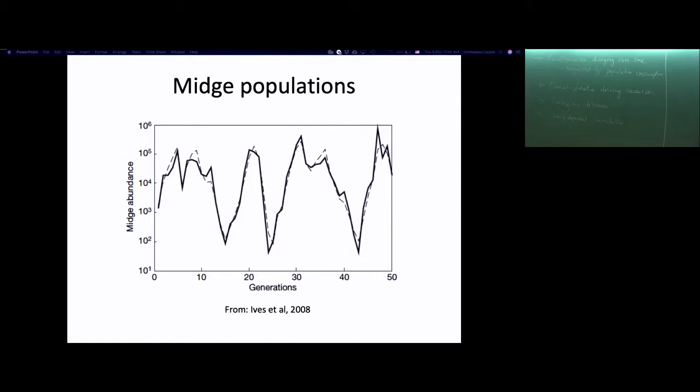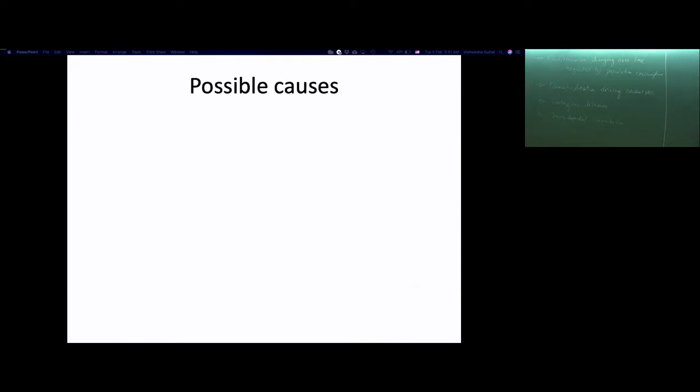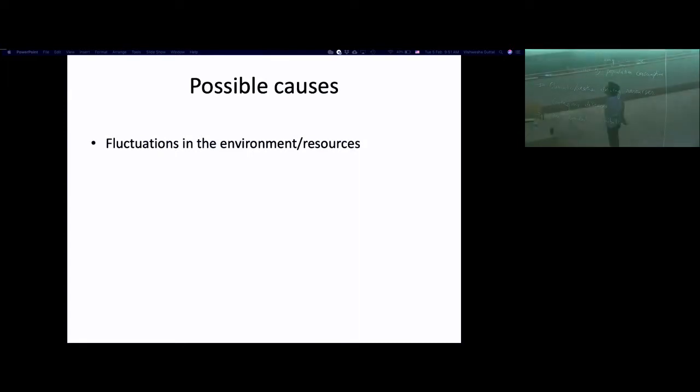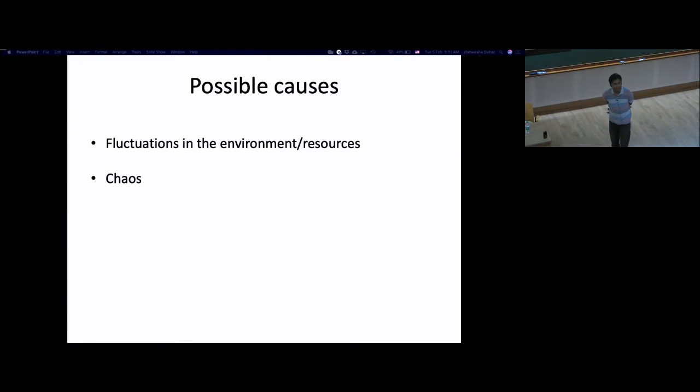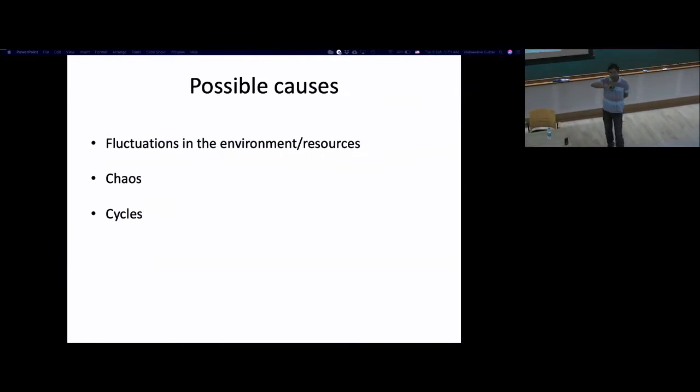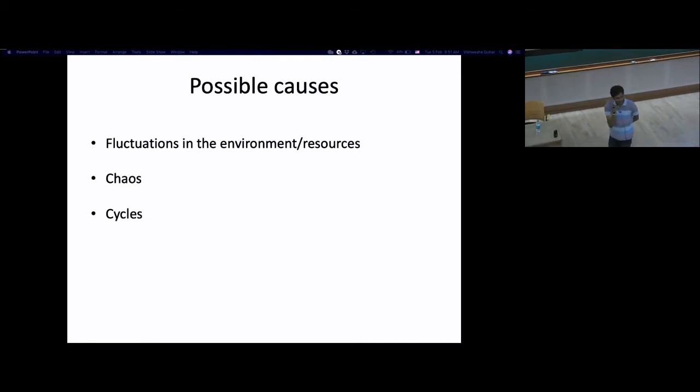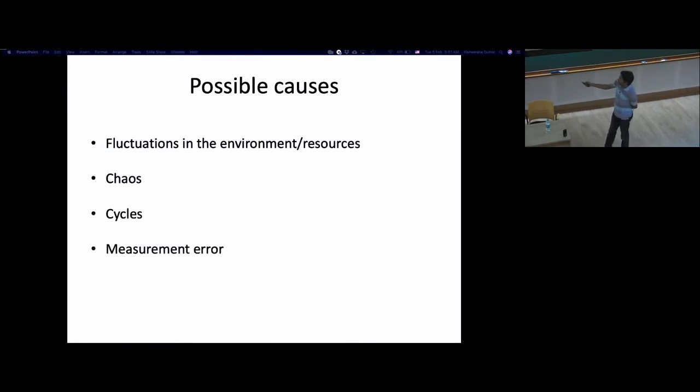Okay, so I'm glad you have come up with all these very nice explanations. In my next slide, I have listed a few possible causes that people often suggest: fluctuations in the environment or resources. I'm surprised nobody said chaos, but often people say something called chaos without explaining what it is. Cycles: because there was the emergence of large population sizes followed by collapse, many people see patterns in them and think there might be some cyclical behavior in them.